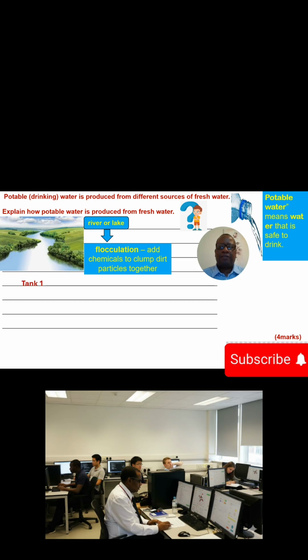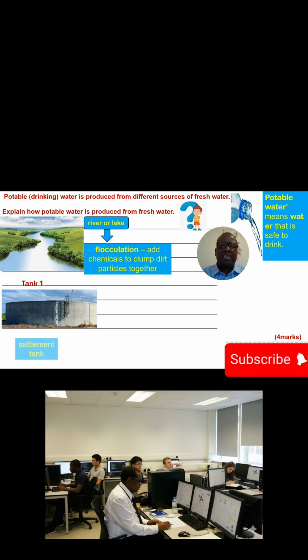Tank 1. We put the water in there, allow it to sediment. All the big particles go to the bottom. Only lighter particles like leaves remain. So this is a sedimentation tank. You can call it a settling tank, where all the big particles, the rocks, the small bits of rock, whatever is heavier than water, more dense than water, will go to the bottom of that tank.